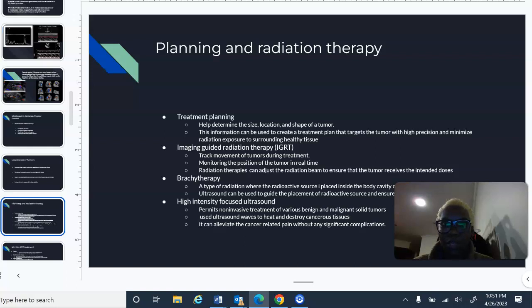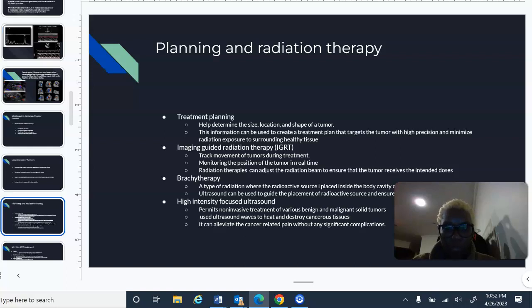Image-guided radiation therapy, IGRT, tracks the movement of the tumor during treatment, monitoring the position of the tumor in real time. Radiation therapists can adjust the radiation beam to ensure that the tumor receives the intended dose.